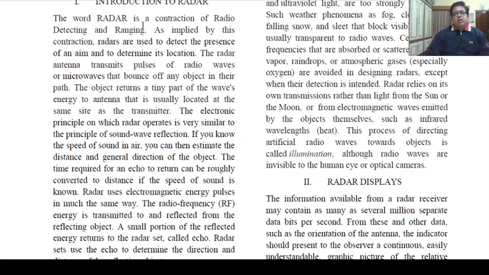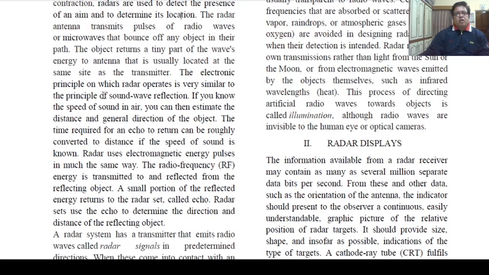The word radar is a contraction of radio detection and ranging. As implied by this contraction, radars are used to detect the presence of an object and to determine its location. The radar antenna transmits pulses of radio waves or microwaves that bounce off any object in their path. The object returns a tiny part of the wave's energy to an antenna that is usually located at the same site as the transmitter.